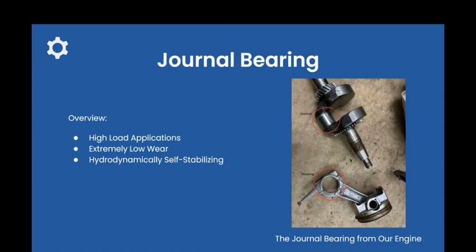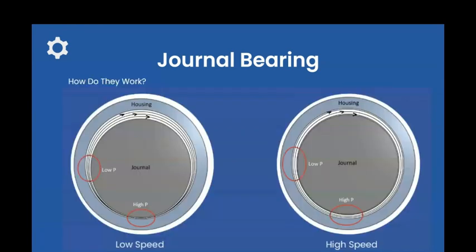A journal bearing is a type of bearing primarily used in high load cases. They display exceptionally low wear characteristics because the journal and the housing only contact each other while first starting up and when at rest. While rotating, the oil or lubricant between the components separates and stabilizes the journal from the housing via hydrodynamic forces. But how do they work? As shown in the left image, there's a region where the fluid is quite thin, and the components are nearly touching, and there's another region where they are separated by a larger distance.